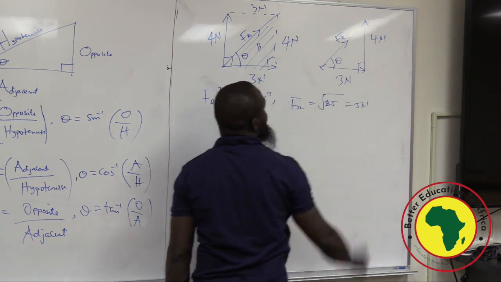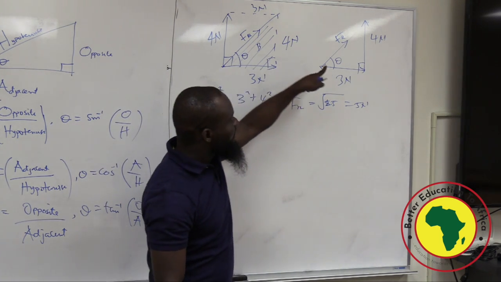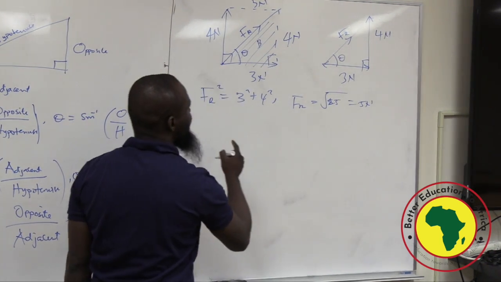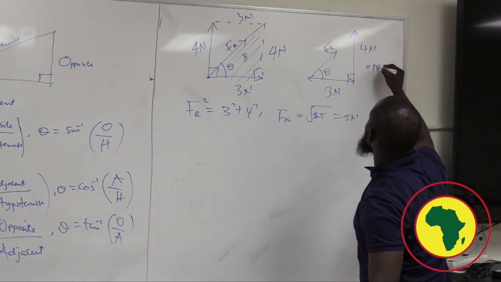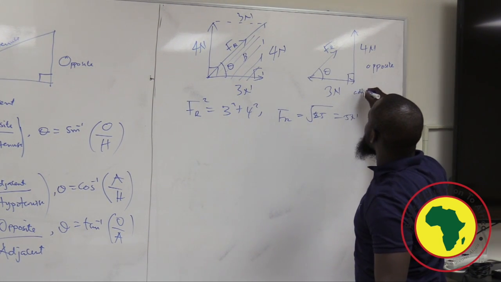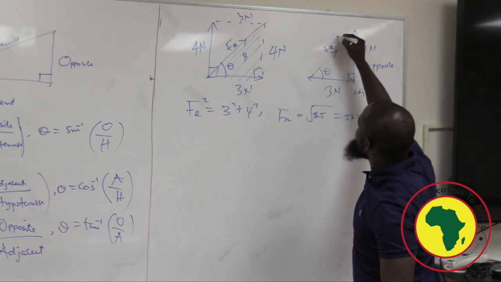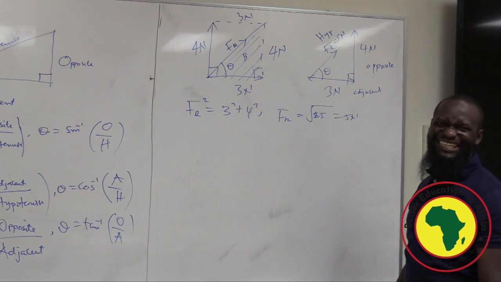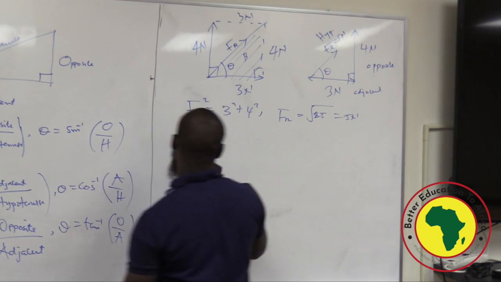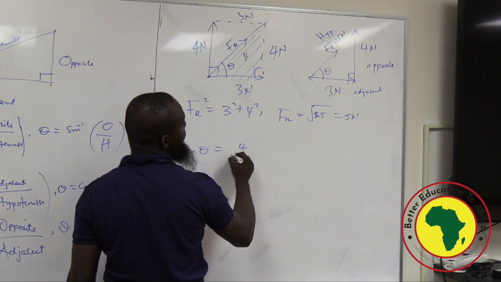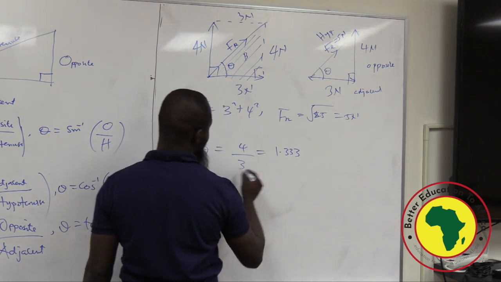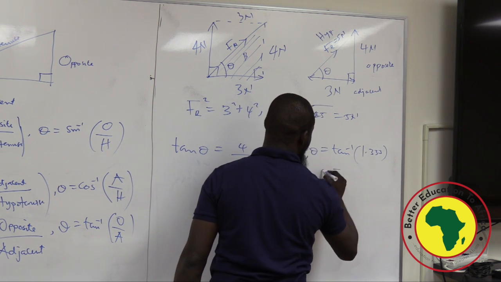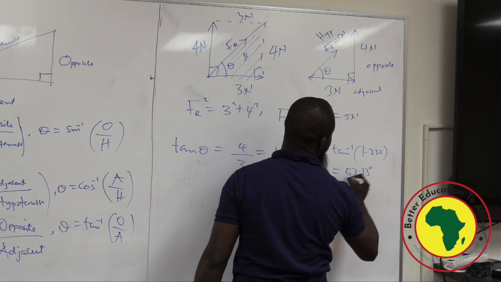Now I want to get the direction theta, which is a direction to the positive x-axis, or you can call it a direction that is north of east. It's your choice, okay? But now let's get it. Now we have opposite and we have adjacent. We also get 5 Newton, which is the hypotenuse. So we have a choice to use any of those three because we have everything. If I use, for example, tangent, tan theta is opposite 4 over adjacent 3, 1.333. So theta is the tan inverse of 1.333. If you press your calculator, that will give you theta as 53.13 degrees.